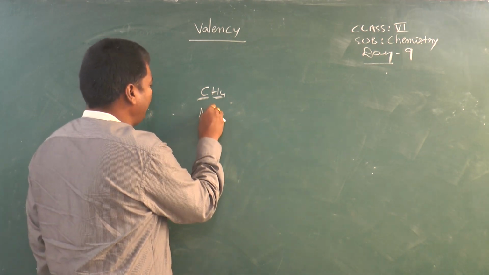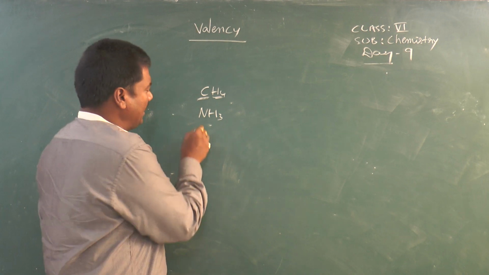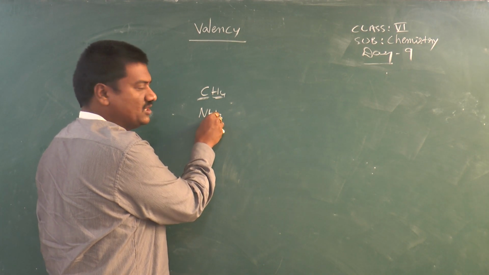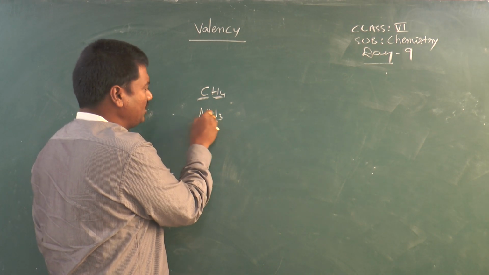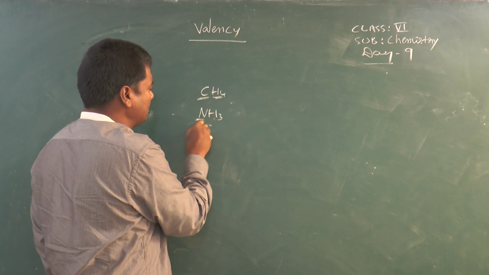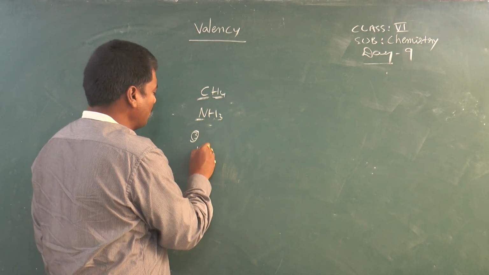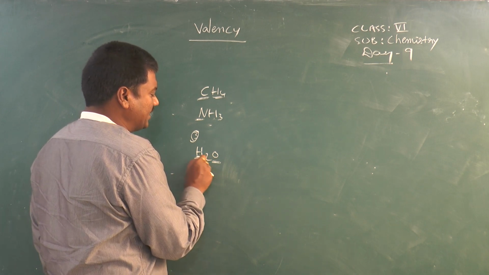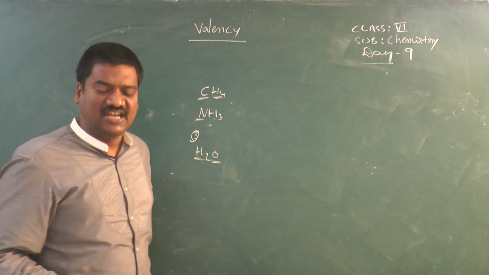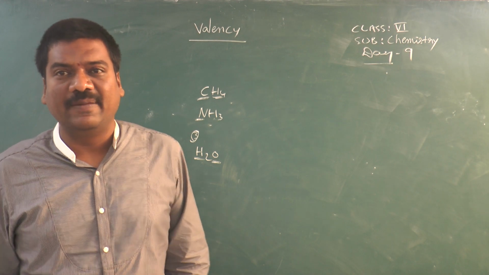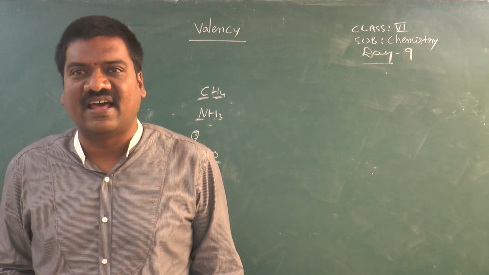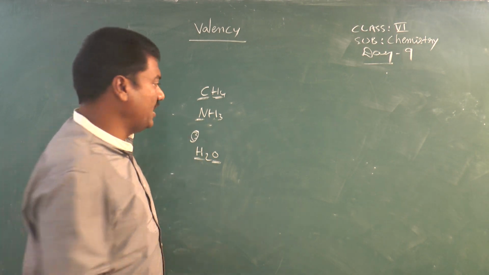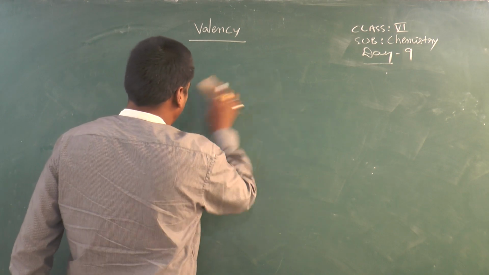Suppose we take ammonia, NH3. Here a nitrogen atom is attached to 3 hydrogens, so with respect to hydrogen, the valency of nitrogen is 3. For a water molecule, oxygen is attached to 2 hydrogen atoms, so the valency of oxygen you can take as 2 here. Like that we can calculate the valency of a specific element.